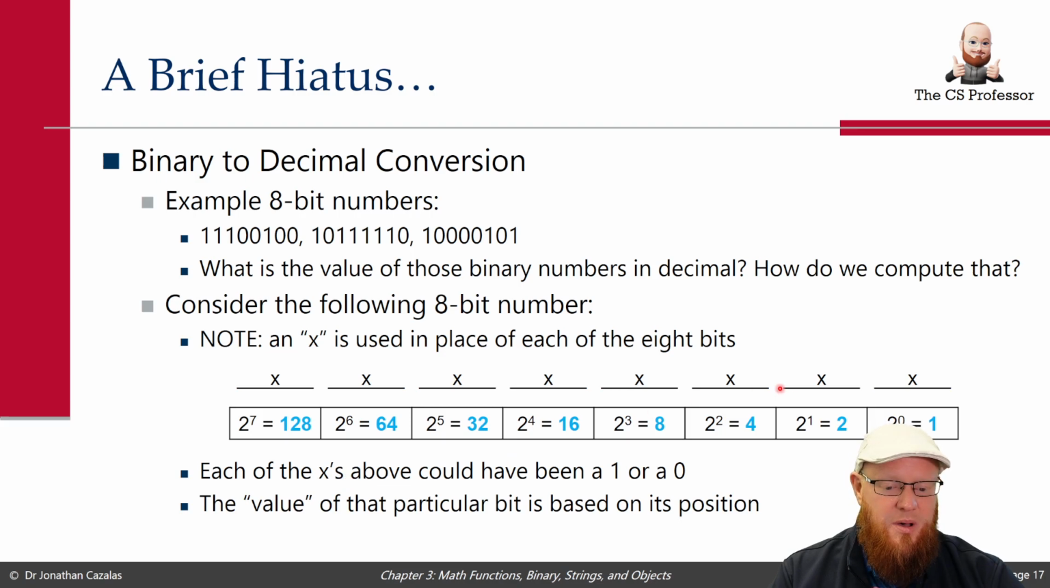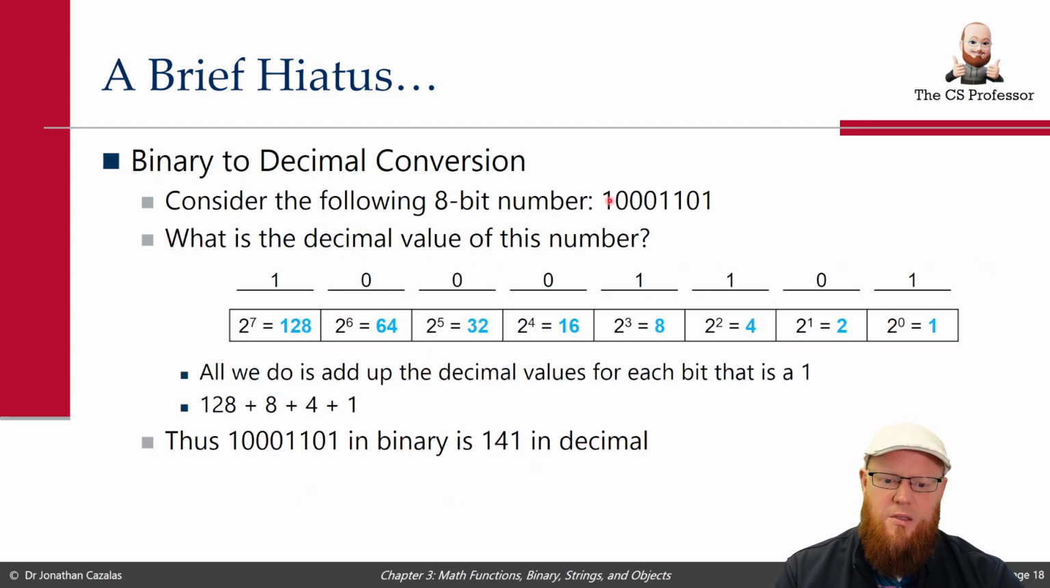Now, each of the X's above, as mentioned, could have been a 1 or a 0. So the value of that particular bit is going to be based on its position. And now let's give some examples. Look at this particular number, 1000 1101. I drew it out here, spaced out so we can look at each individual column. All we do is add up the decimal values for each bit that is a 1. So for example, let's start on the left. We have a 1 right here. What is the value of this column? It's 128. So here, we take 128.